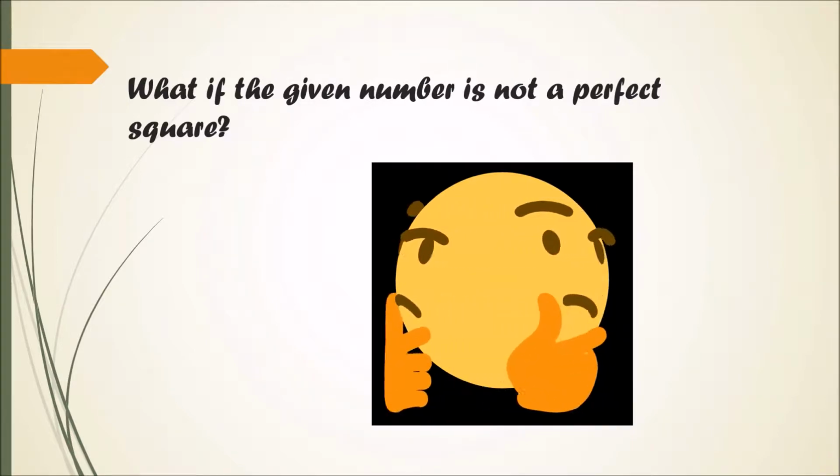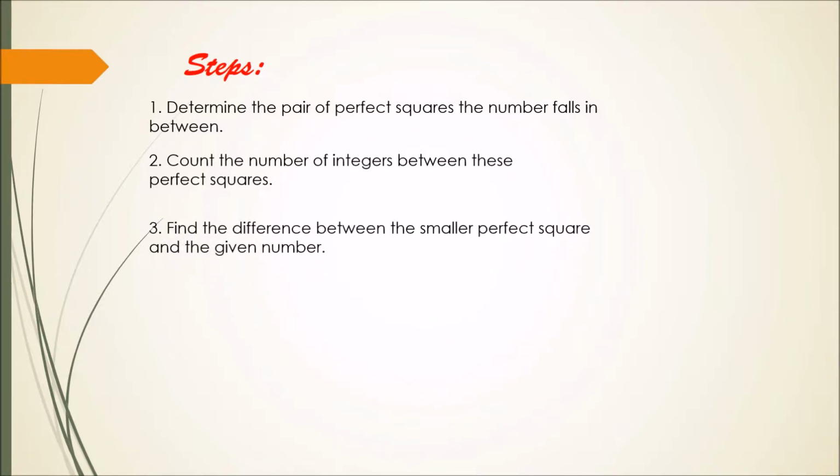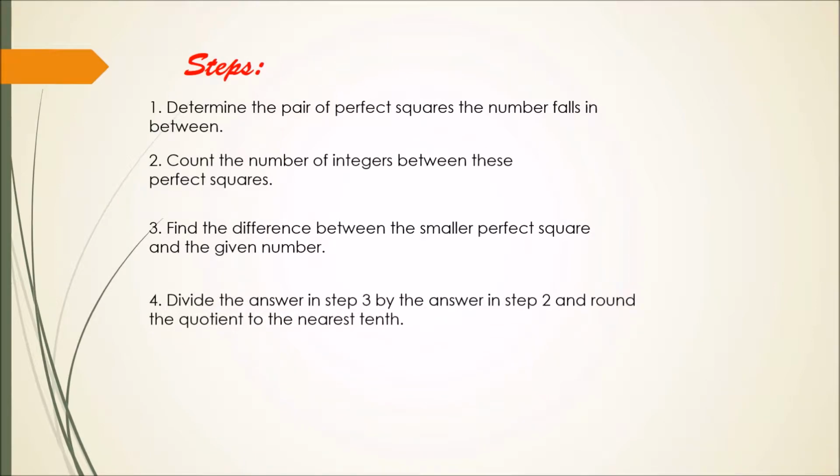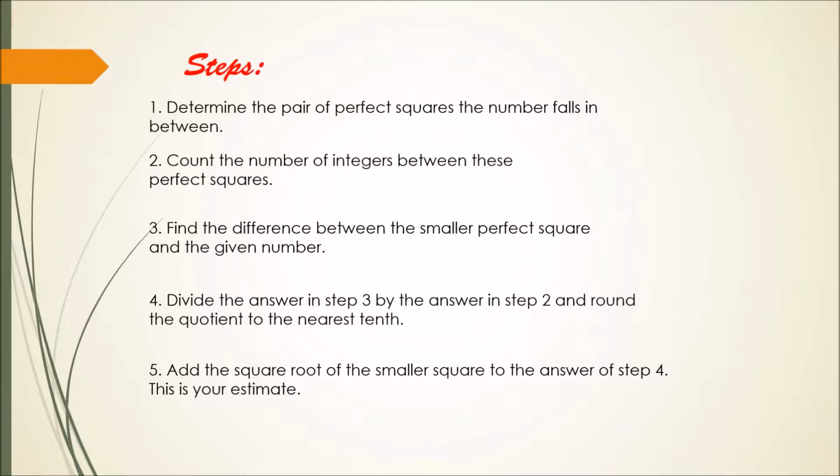Step number 1. Determine the pair of perfect squares the number falls in between. Step number 2. Count the number of integers between these perfect squares. Step 3. Find the difference between the smaller perfect square and the given number. Step 4. Divide the answer in step 3 by the answer in step 2 and round the quotient to the nearest tenth. Lastly, step 5. Add the square root of the smaller square and the answer of step 4. And this is your estimate.